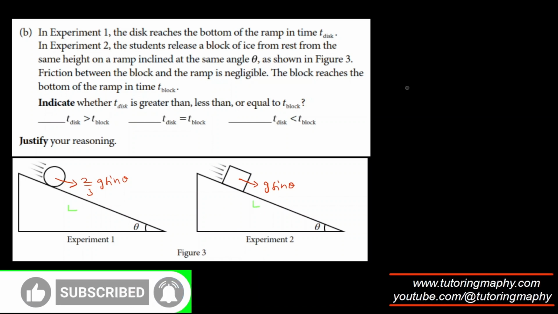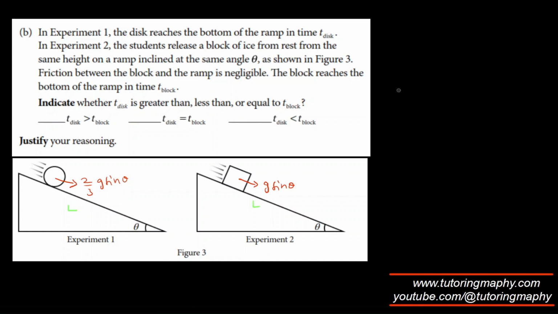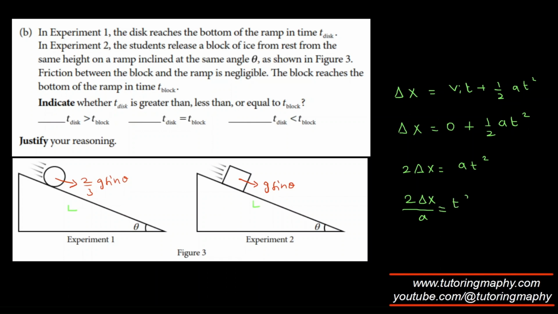So if we use the second equation of motion, change of x is equal to v initial times t plus half a t square, correct? Initially it is released, so that's 0, half a t square. Multiplying 2 on both the sides, 2 delta x is a t square, dividing by a on both the sides, so 2 delta x over a is t square. In other words, t is the square root of 2 delta x over a.